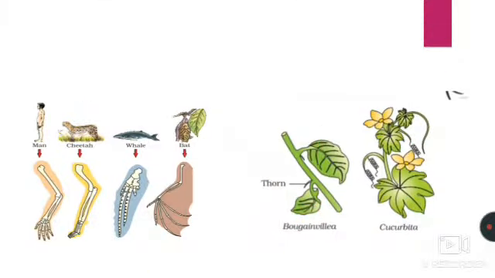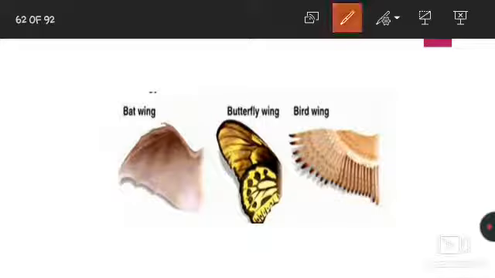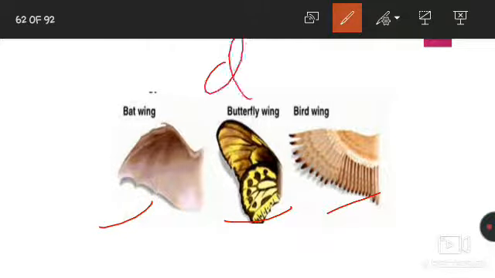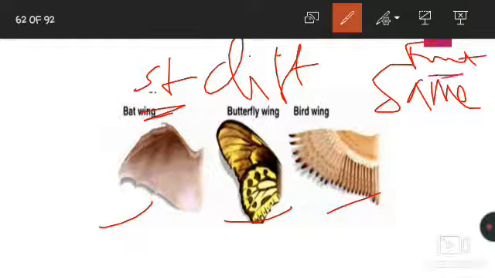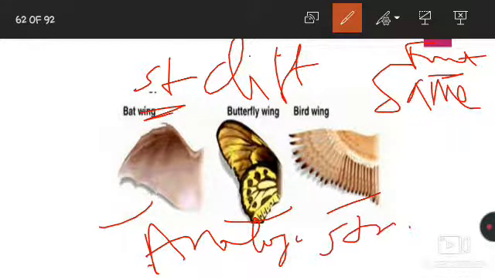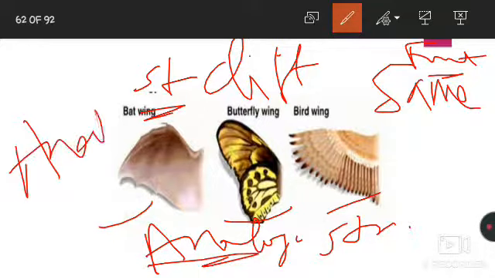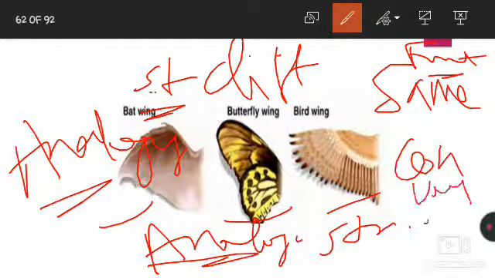Now the next one. As you can see in this diagram, different types of wings are there. The structure of the wings is different but the function is the same. Structure is different, function is same. That means these are analogous structures. They show analogy and they are an example of convergent evolution.